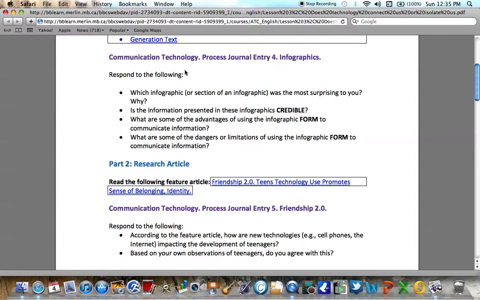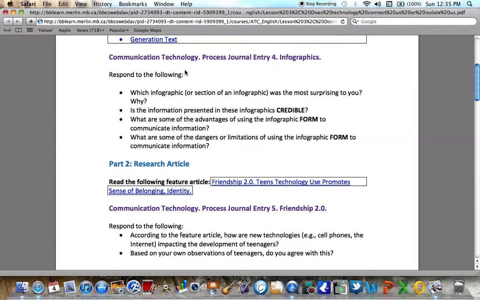Is information presented in an infographic credible? So credible means, can you rely on this information? Should you believe the information that's being presented to you? Why or why not? Then you want to think, what are the advantages of using this form to communicate information, so to communicate statistics? So think of advantages, disadvantages of using a form to communicate an idea.